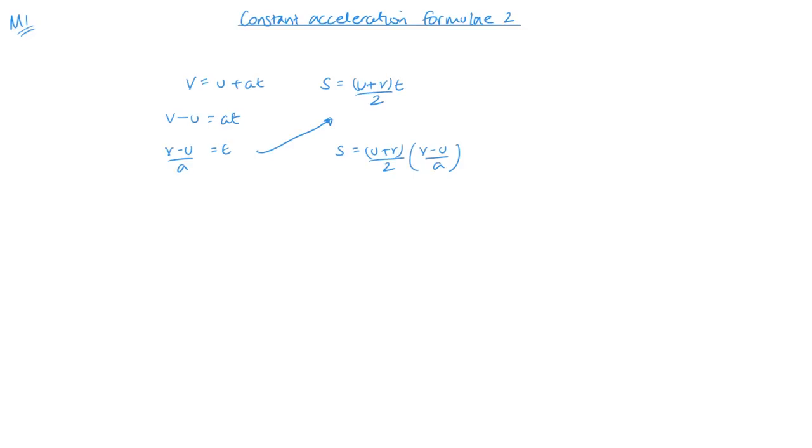Now, multiplying by the 2 and the A gives me 2AS on the left, and then expanding my brackets, I get UV minus U squared plus V squared minus UV. So that's just going to end up giving me V squared minus U squared, the difference of two squares. And then taking the U squared to the other side leaves me with V squared equals U squared plus 2AS.